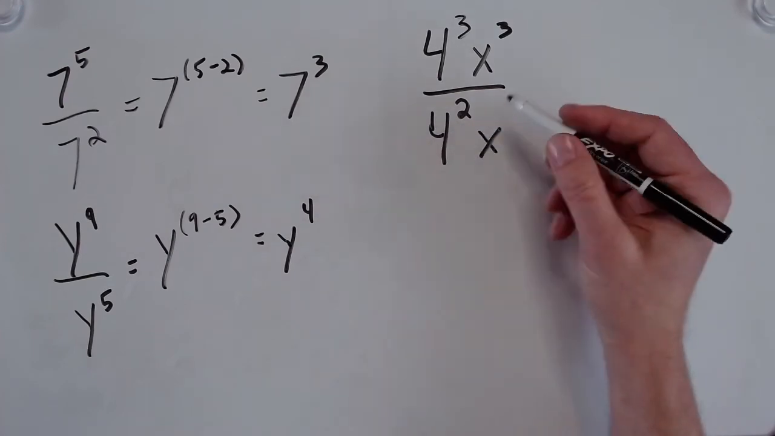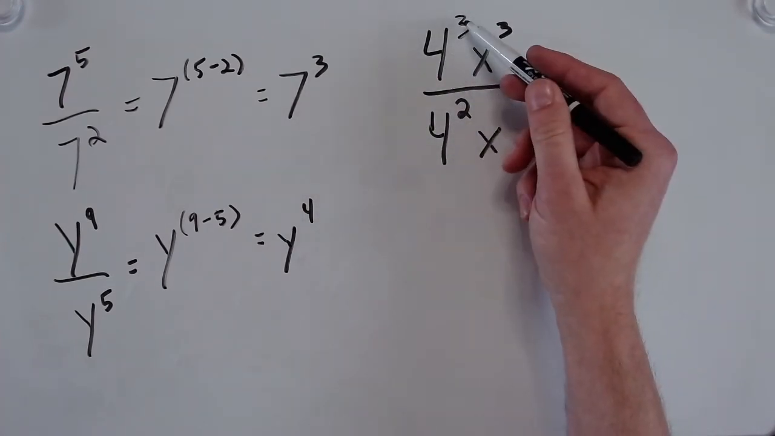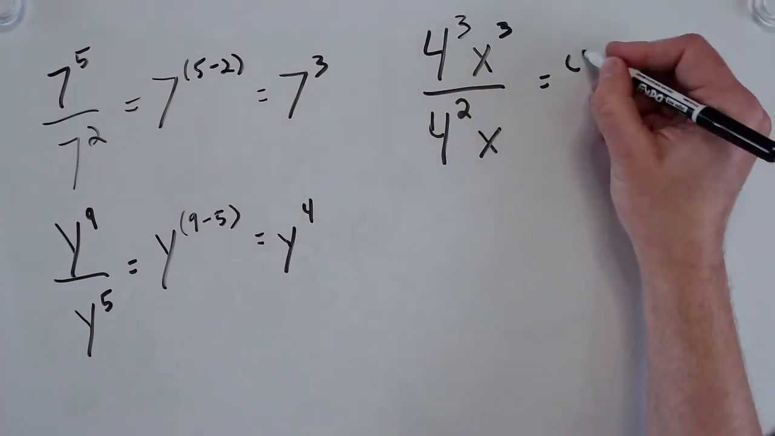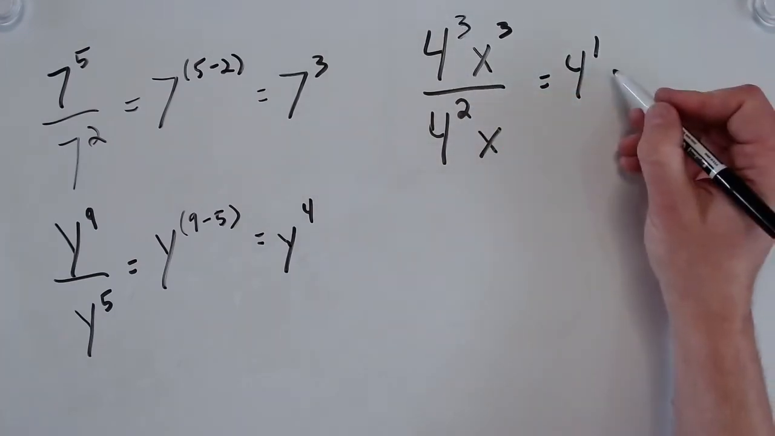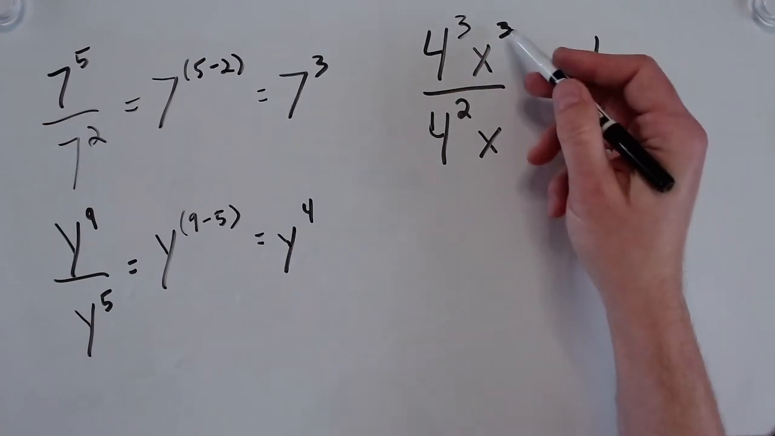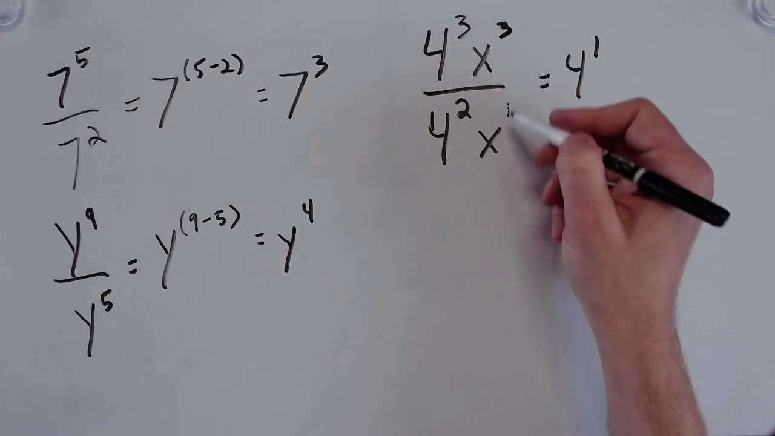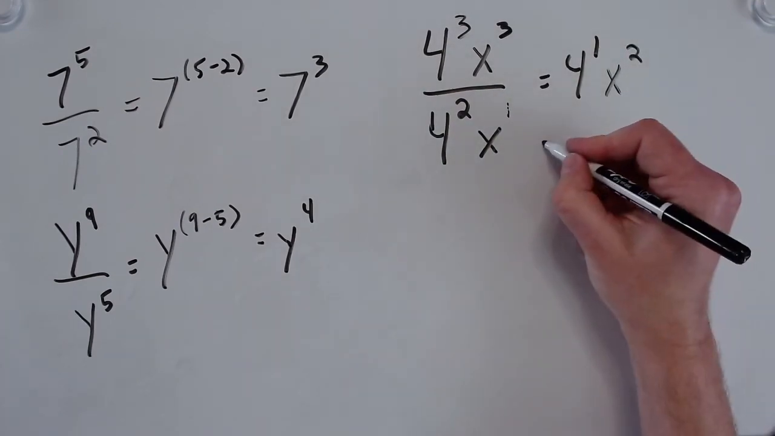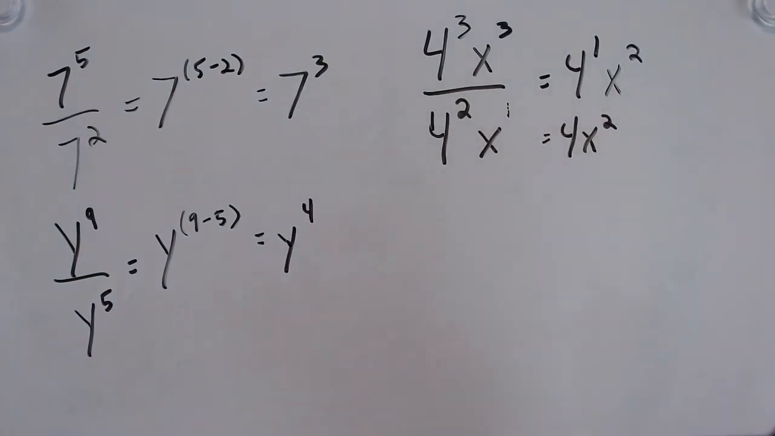So we can treat this the same way. Let's just do the 4's, then we can do the x's. 4 cubed over 4 squared is equal to 4 to the first power, 3 minus 2 is 1, times x cubed divided by x, so 3, and here's an imaginary 1 I was not going to do again, but 3 minus 1 is x squared, or we could just write it as 4x squared.